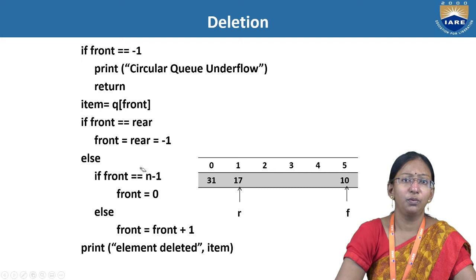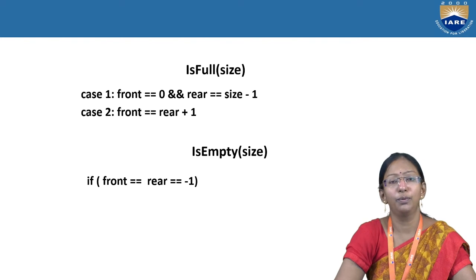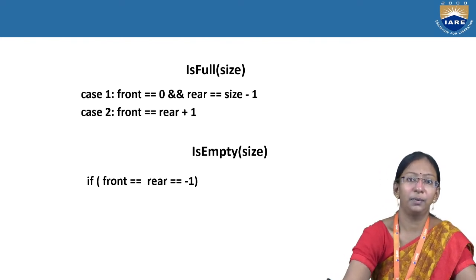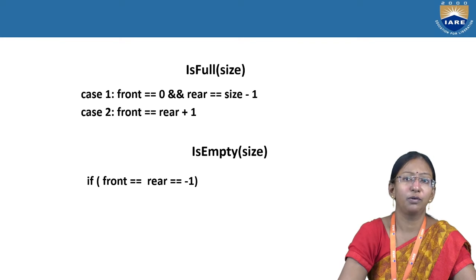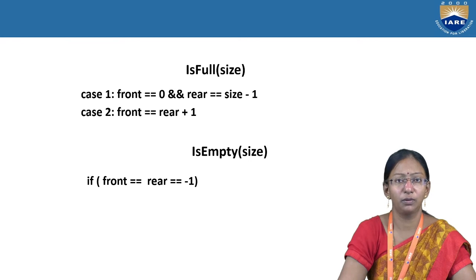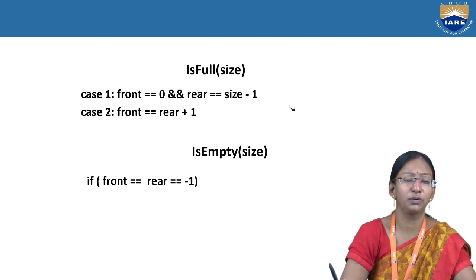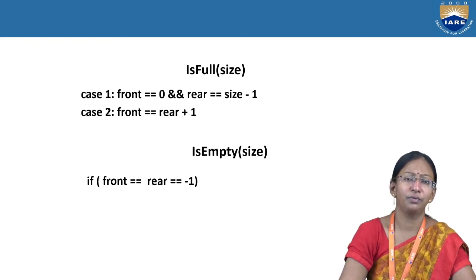Right? So what are the operations we are left with? Is full, is empty. So just combine the cases that you have checked for overflow and underflow. It is overflow when the queue is full. So what are the conditions for the full case? Very simple. Front is equal to 0 and rear is equal to size -1, or front is equal to rear plus 1. Right? That is the two cases where you can find that the circular queue is full in nature.